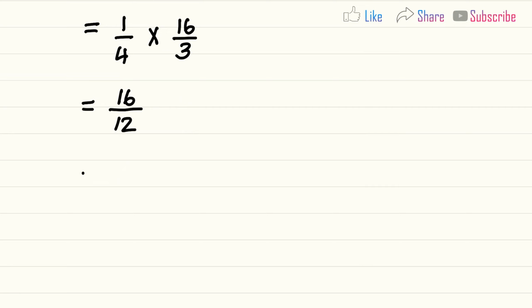And this fraction of 16 over 12 can be simplified because both 16 and 12 are divisible by 4. So if I simplify it, I have 4 over 3.